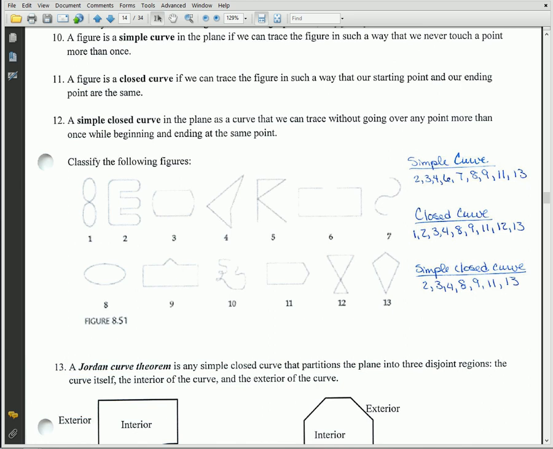Now, something that is not closed is 5, 6, 7, and 10. Not simple are 1, 5, 12, and 10, simple being that you never touch a point more than once. Okay? So the simple closed curves are 2, 3, 4, 8, 9, 11, and 13. And those are the important ones. Those are the ones we're going to look at.